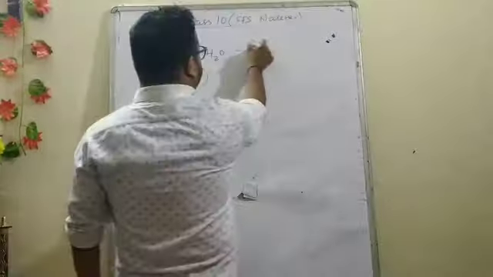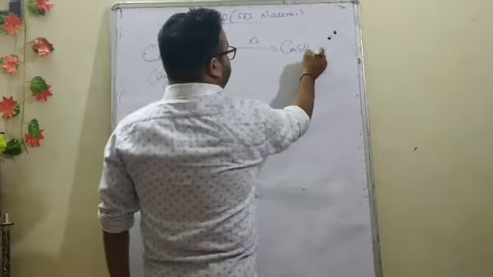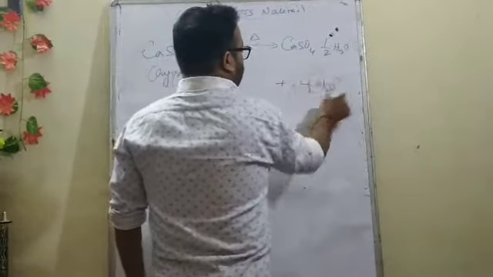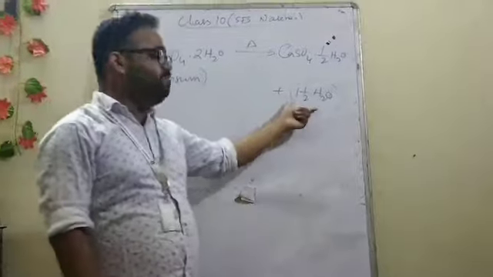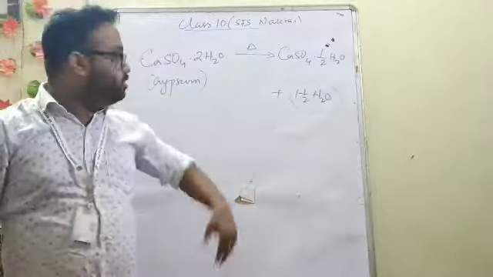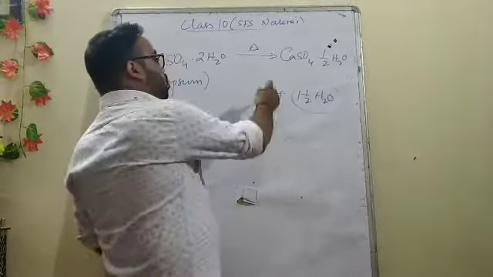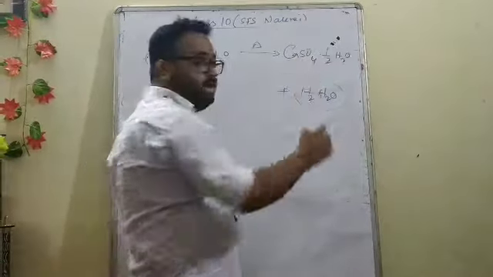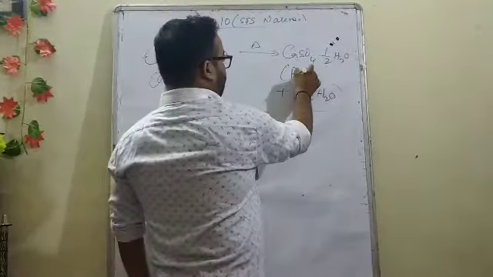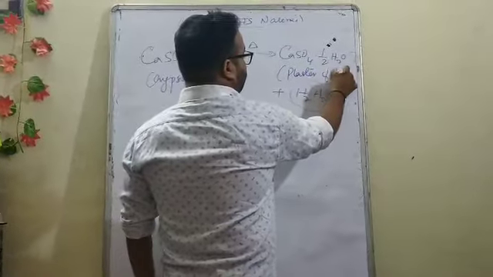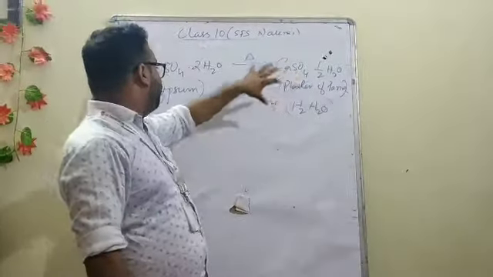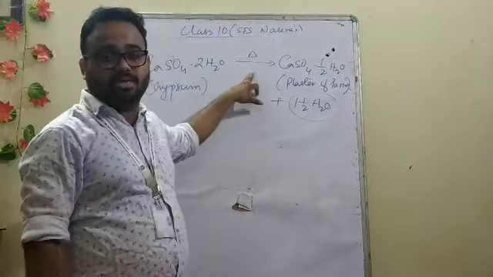If you heat gypsum, you will get CaSO4.½H2O plus 1.5 H2O. Which means from 2 molecules of water, 1.5 molecules of water go out and only half a molecule of water is left. So CaSO4.½H2O is called calcium sulfate hemihydrate. Please note down, calcium sulfate hemihydrate. And this is called plaster of Paris, which you generally use for construction purposes. So plaster of Paris is obtained from gypsum after heating it.